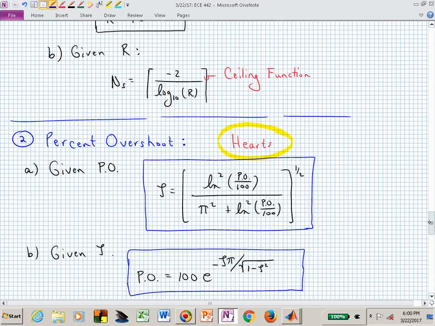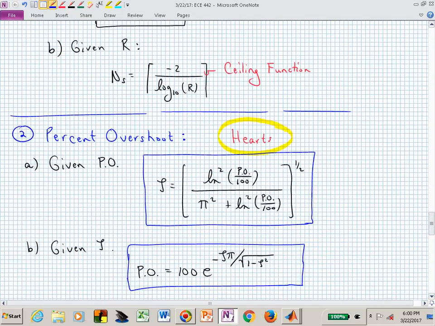Performance spec number 2, percent overshoot. Those are our hearts. And now if you're given percent overshoot, you can use this formula, or you could have that curve sketched that relates percent overshoot and zeta. But if you want, you can numerically compute zeta from this analytic form.